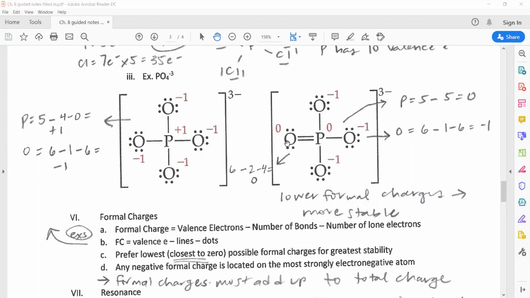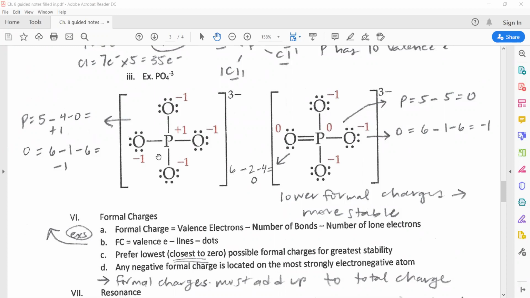These oxygens are not all identical. There are 3 of them that are, so let's find their formal charge. You take oxygen, which has 6 valence, minus the line, which is 1, minus the dots, which is 6. So he has a minus 1, he has a minus 1, and he has a minus 1. This oxygen is different. He's the one that made a double bond. So oxygen still has 6 valence on the periodic table, minus 2 lines, minus 4 dots, so he is 0. So it still adds up to a total of negative 3.